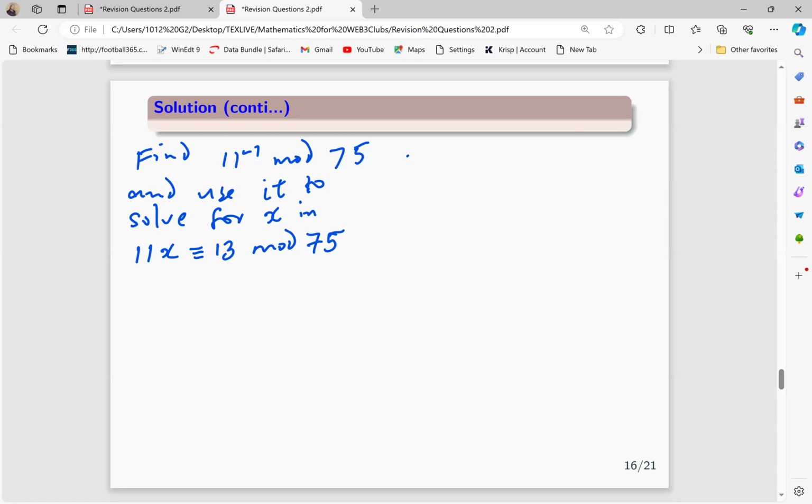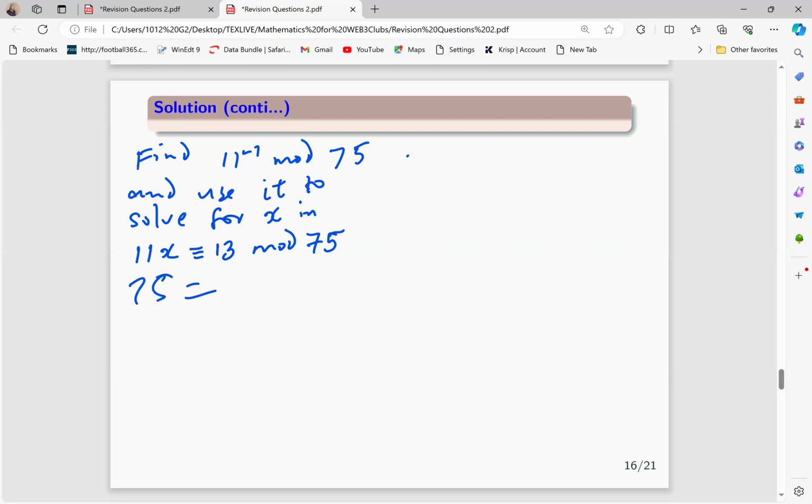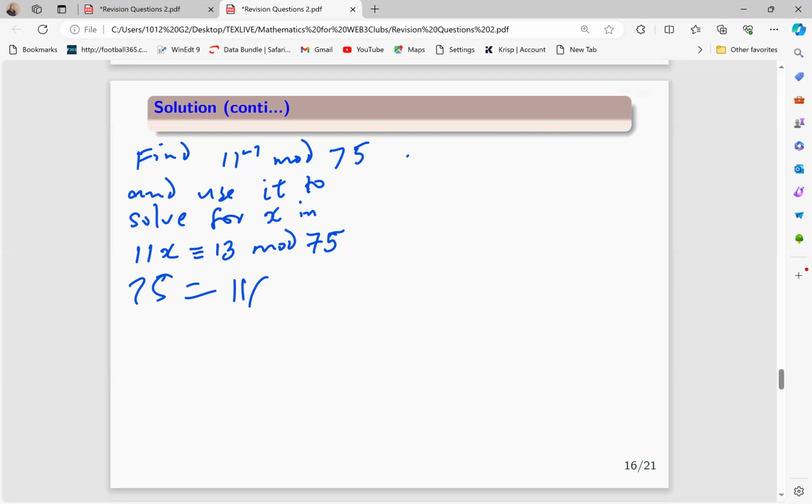Okay, so we start by finding the GCD of 75 and 11. 11 goes into 75 six times, with a remainder of 9.